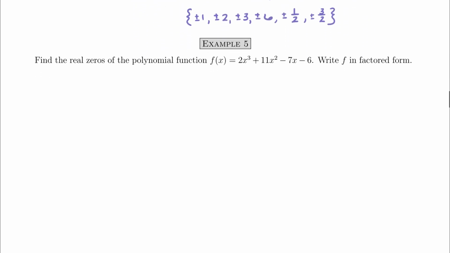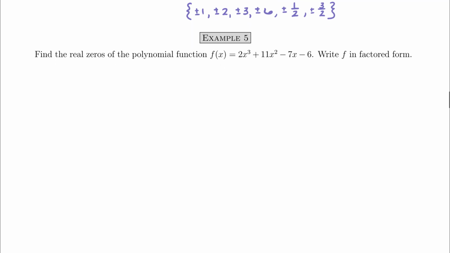So with example 5, we're going to put everything we've learned up to this point on this set of notes into this single problem. So the first thing we want to do is find the number of possible positive real zeros and the number of possible negative real zeros. So we apply Descartes' rule of signs first. So we start out with a positive 2, positive 11, to a negative 7. So there's one sign change. We only have one sign change, so that means we have at most one positive real zero.